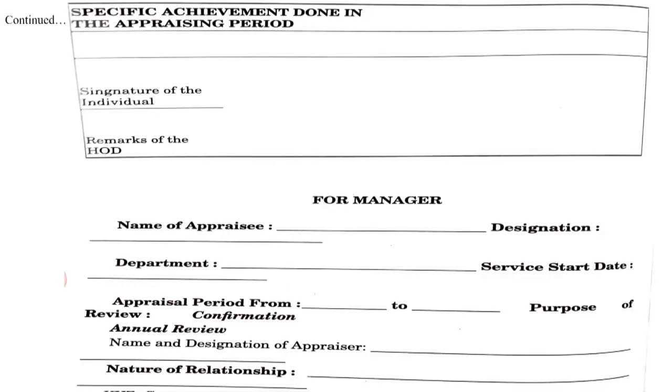I'm sure by this time you know very well what the meaning of performance appraisal is, what the objectives of performance appraisal are, and what the key performance indicators are on which the person's performance is evaluated. As I told you, these are the things which are a part of the appraisal forms: the designation, the purpose, the relationship, and so on and so forth.